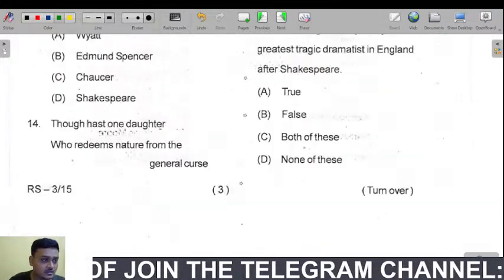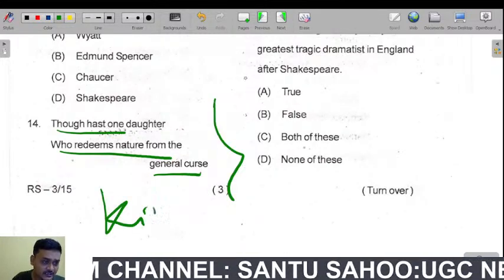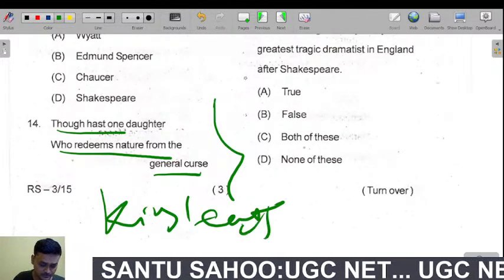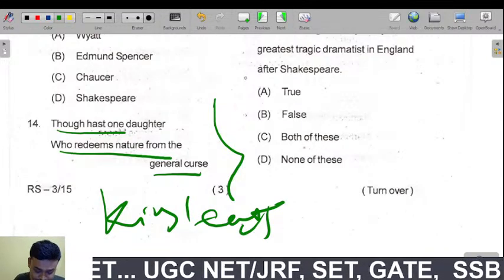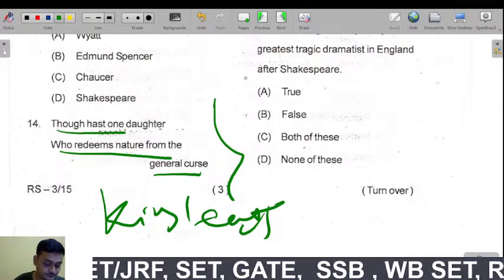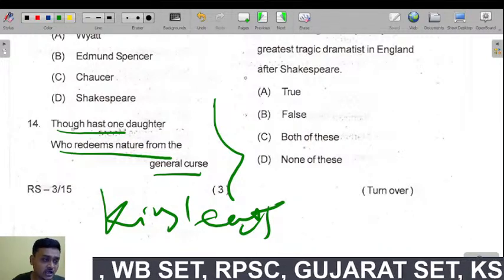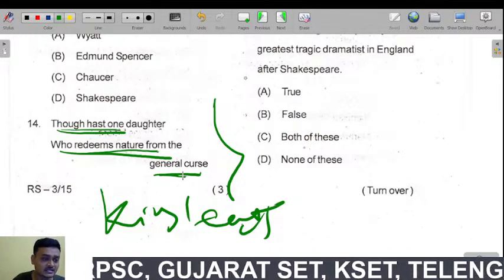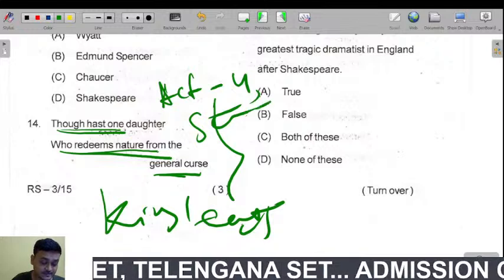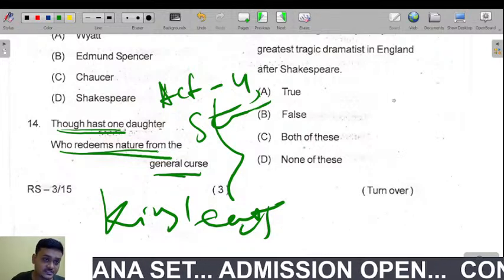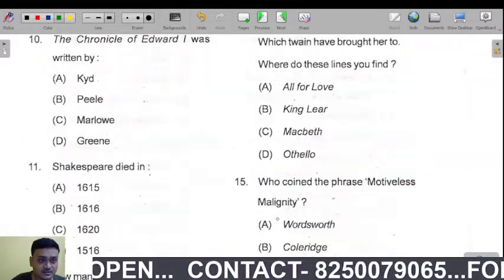Question 14. Thou hast one daughter who redeems nature from the general curse. These are lines from King Lear, Act 4 Scene 6. The answer is King Lear.